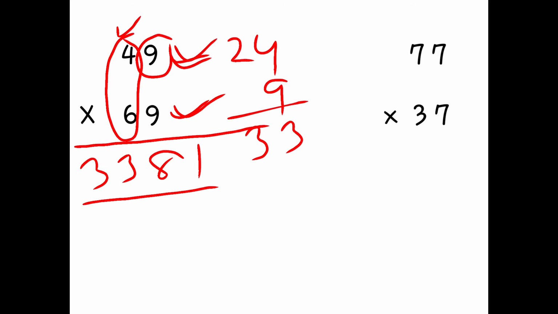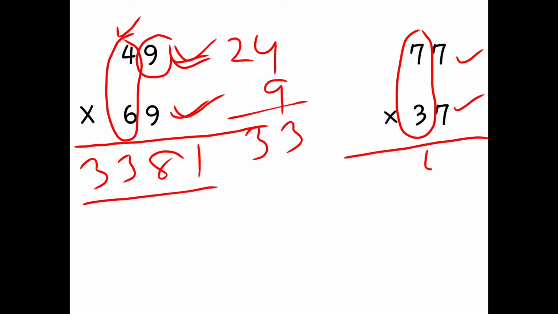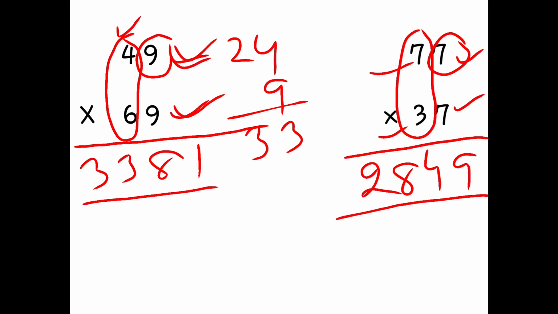The next part is 77 multiply 37. The ones place digit is the same, 7 and 7, and the sum of the tens place digits is 10. So we will follow the same rule here. 7 sevens are 49. Now 7 threes are 21, and plus 7, this is 28. So the answer will be 2849.